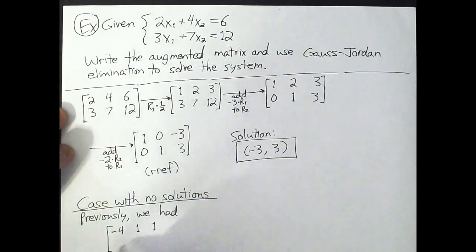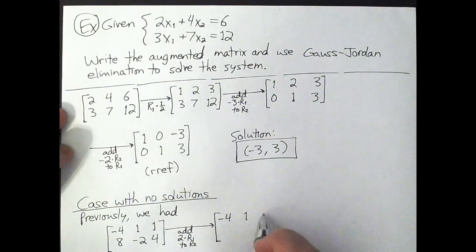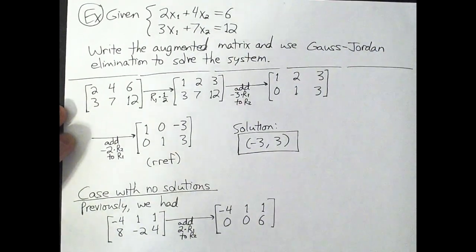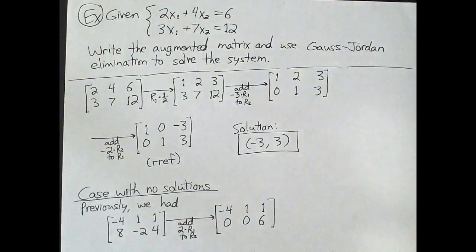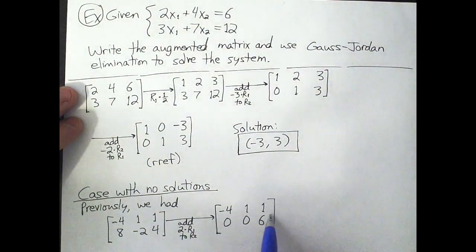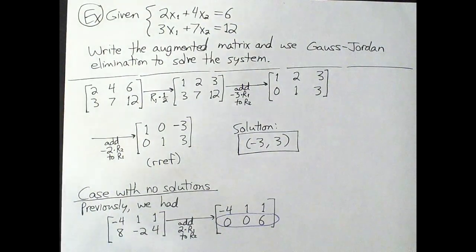It was in a previous video that we saw this system. We try to do row reduction. We add 2 times row 1 to row 2 to try to make a 0 appear. And the problem is that we get something that looks like that. That row looks like it's kind of a red flag to me, okay?